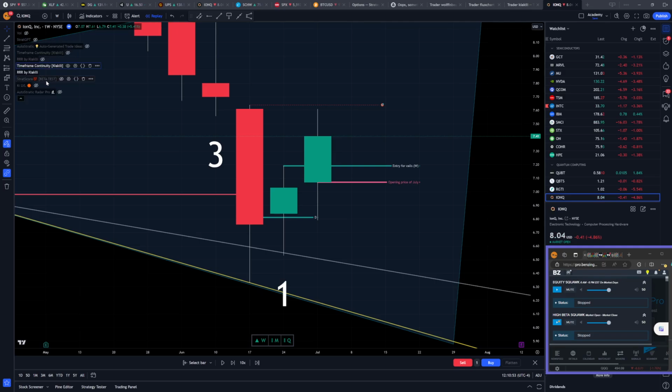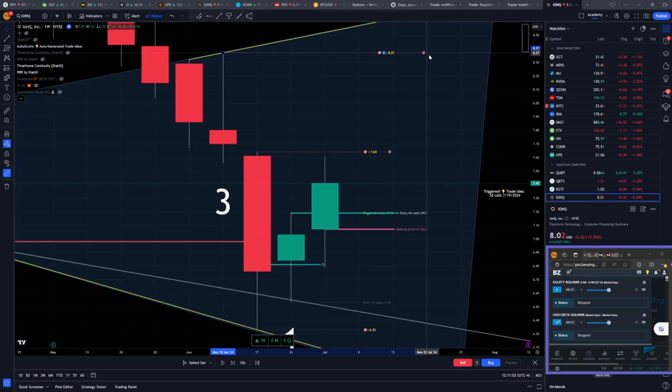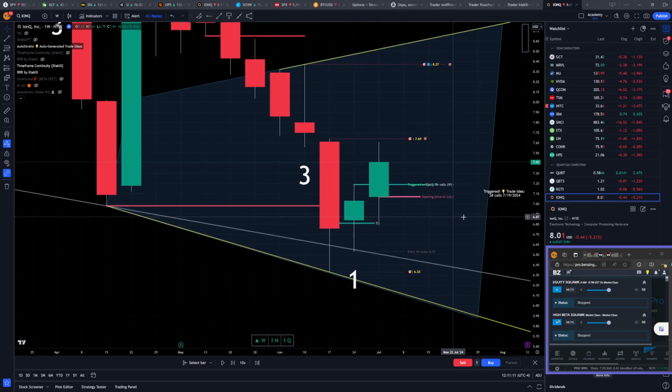Let's see what AutoStrategic said. From here is a bit closer, right? But it said July 19th, $8 calls. Why? Because the target up here, 837. Because again, when it takes the trigger and time frame continuity is in our favor and we just formed a new playground, you just have the utmost confidence that we can get to that target. You push the button and you expect it to get to the target.